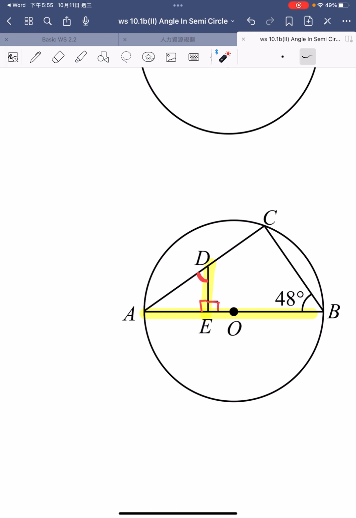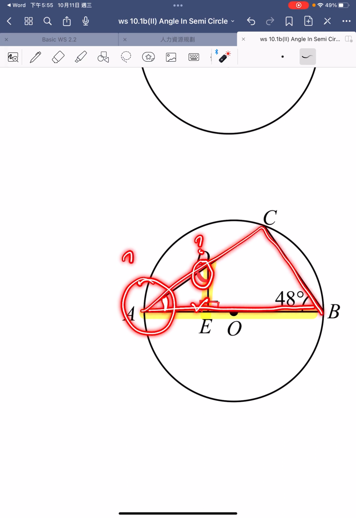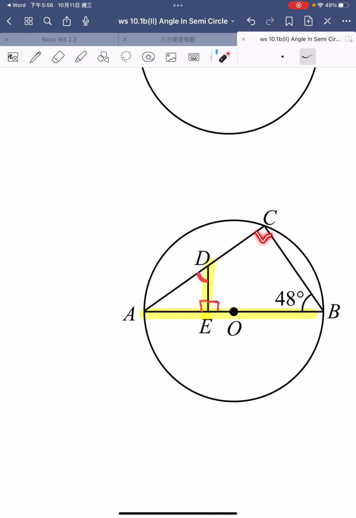Let's think about it. If we want to find this angle, we have this right angle. If you want to use the angle sum of a triangle, you have to know what the angle A is. Look at the large triangle ACB. To find out the angle A, we have the angle B as 48 degrees, so I'm going to find out angle C. Angle C is the angle in the semicircle, and AB is our diameter.